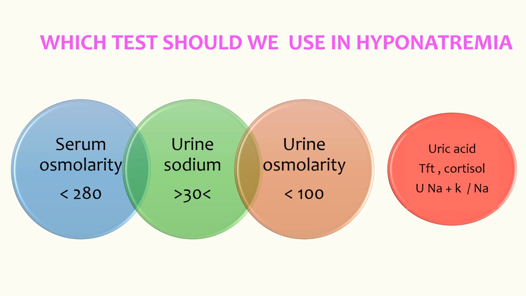And sometimes uric acid helps because uric acid is increased in hypovolemic hyponatremia, but in SIADH it is decreased because ADH acts on the renal tubules and helps in the excretion of uric acid. So a value of less than 4 milligram per deciliter is the cutoff. And thyroid function, cortisol for hypothyroidism and for adrenal insufficiency, and whether you are achieving a negative water balance in SIADH can be determined by the urine sodium plus potassium over serum sodium ratio.